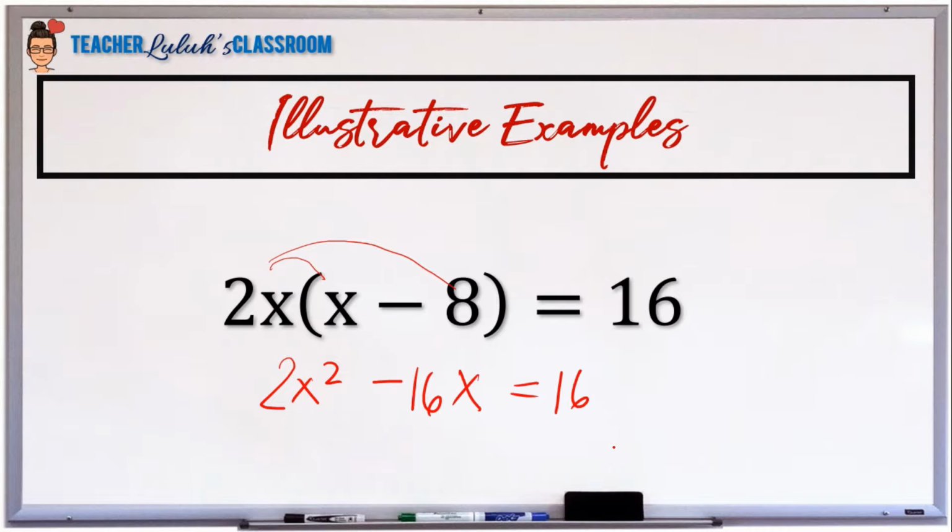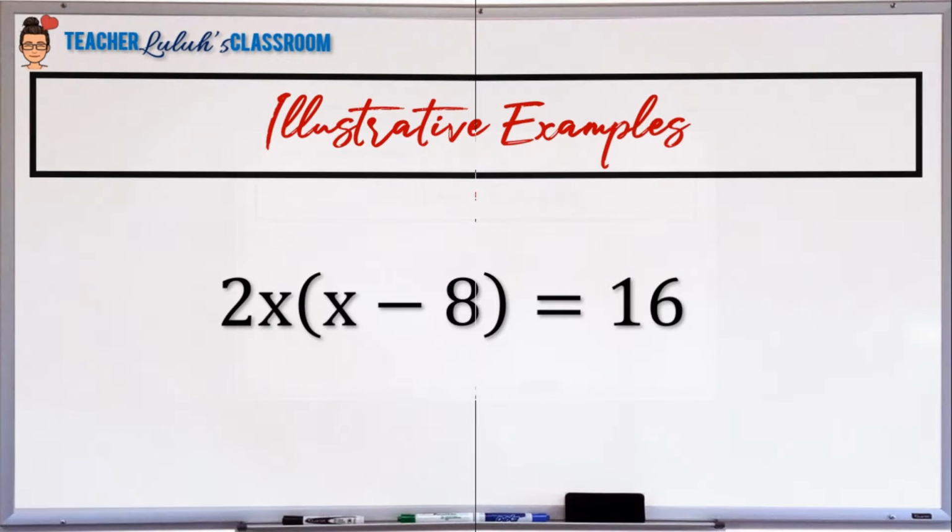Now we can look at the exponents. Here it's 2, here it's 1, and here it's 0. The highest exponent is 2. Therefore, the degree of this equation is 2, or the power is 2. Therefore, what can we conclude? Yes, it is a quadratic equation. Let's have more.